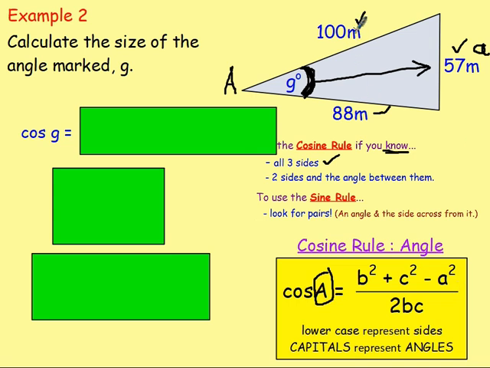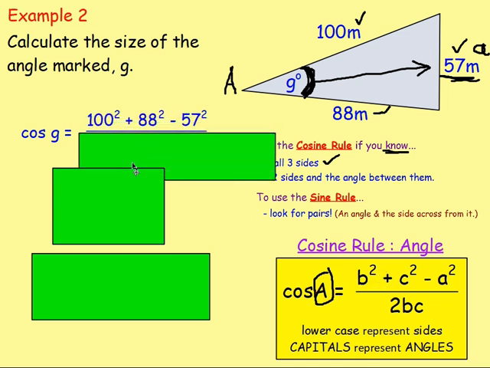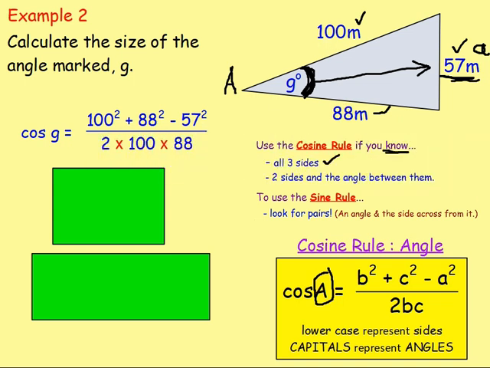So we're going to have cos G equals b squared plus c squared minus a squared. What's that going to be? Well, the b and the c, it doesn't matter which one's which. One of them's 100, one of them's 88. All we know is that the a has to be the 57, and the a is the one we are taking away. So we've got 100 squared, 88 squared, which we would add together in either order, and then we're taking away the 57 squared. And we're dividing that by 2 times b times c. And remember, the b and the c are the two sides either side of the angle. So it's going to be 2 times 100 times 88, or again, back to front, 2 times 88 times 100. Makes no difference whatsoever.